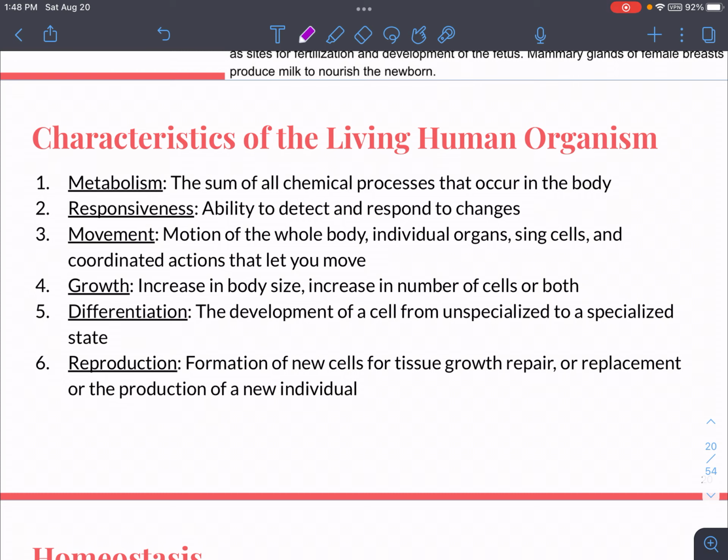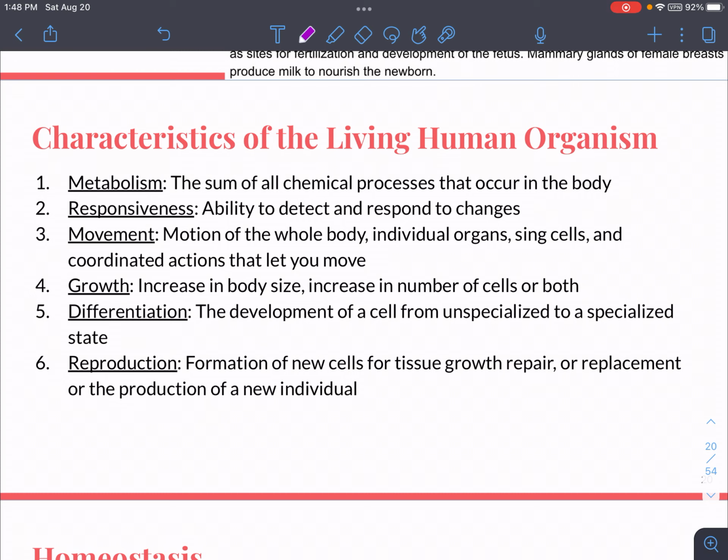Then there has to be some kind of reproduction. Not only the female and male reproductive systems, but cells. Cells have to be able to reproduce to create new cells. So everything has to be able to reproduce.